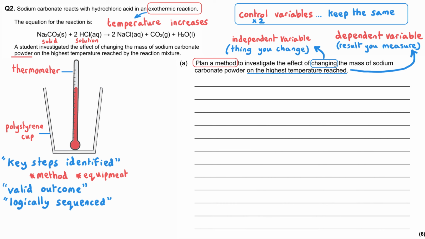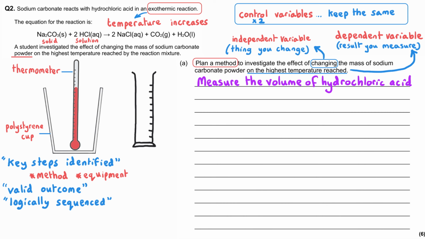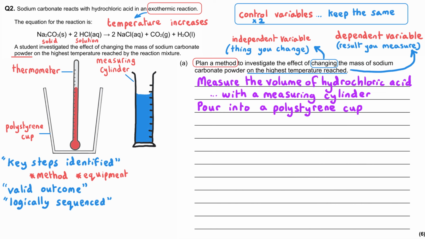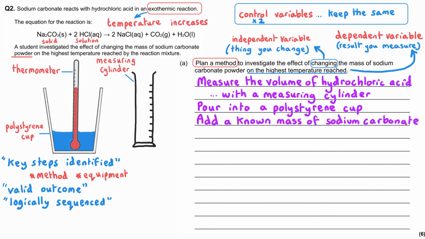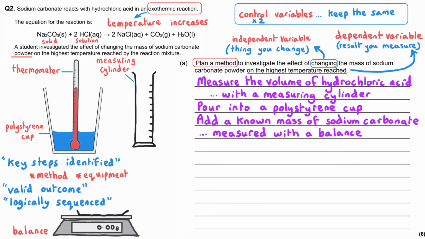And so the first thing that you would do is measure the volume of hydrochloric acid that you're going to use with a measuring cylinder to make sure you get the accurate volume. And then you would pour this acid into the polystyrene cup where the chemical reaction was going to take place. And then you would add a known mass of sodium carbonate to the polystyrene cup, and you would have measured this known mass with a balance, and that allows you to know that you're using a particular mass of the sodium carbonate.